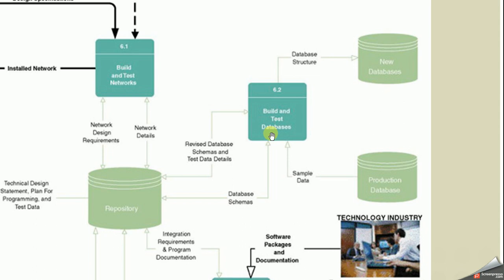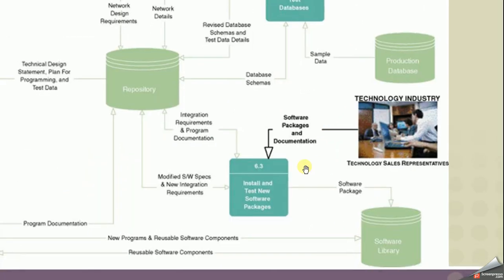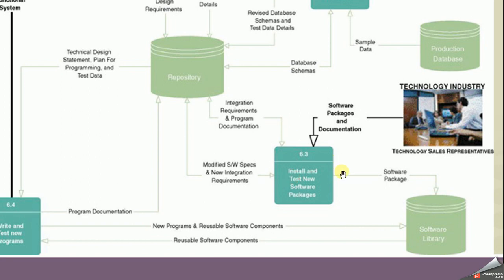So build and test database will take the database schema from the repository. It will take the sample data from the production database, the existing data, test it, remove any errors, make the changes, store them in the repository, and the new structure will be created in the new database. The third task in this phase is install and test new software packages.